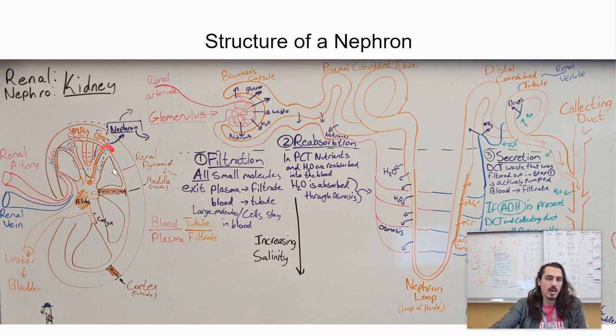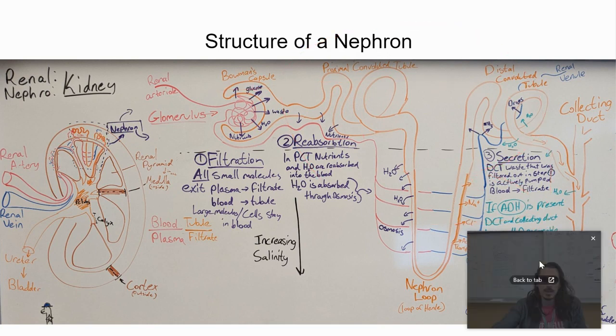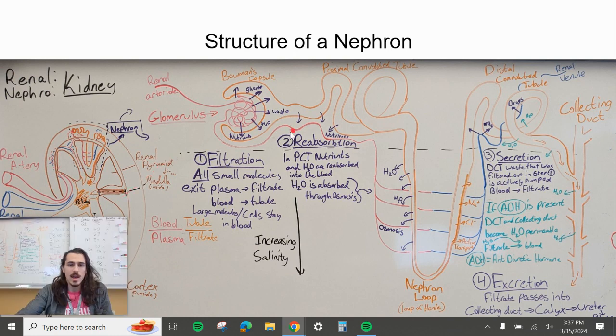Okay, if we look at one of these renal pyramids, you can see that above it in the cortex, you have the start of a nephron, which dips down into the medulla in the renal pyramid, which we're going to zoom in on here. So this whole structure is a nephron. I'm going to move myself all the way over here. And then we're going to talk about this.